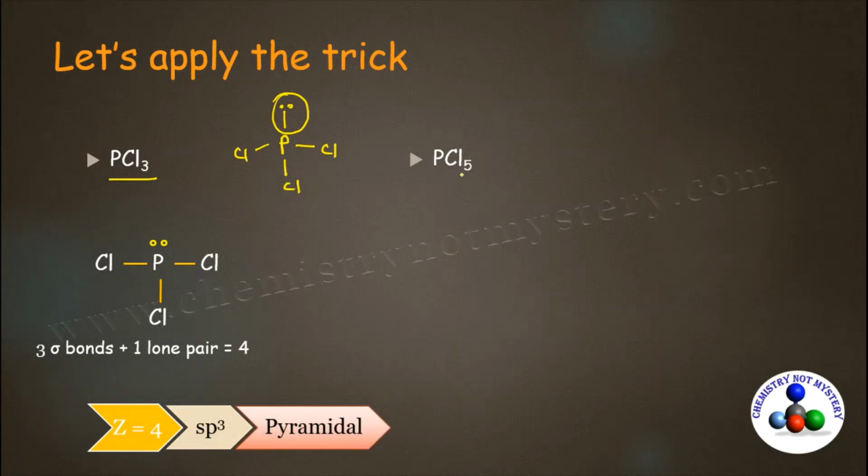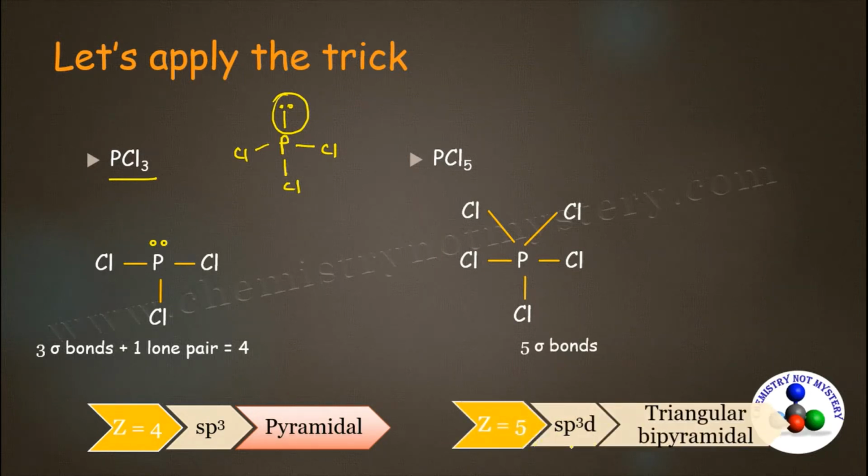Now come to the PCl5 molecule. First of all, draw the structure of the PCl5 molecule. As there are 5 sigma bonds and 0 lone pairs, the Z value will be 5. For 5, hybridization will be sp3d and the geometry will be triangular bipyramidal.